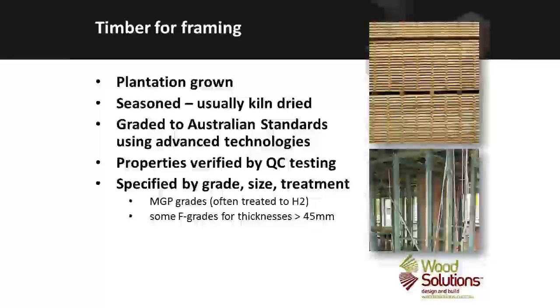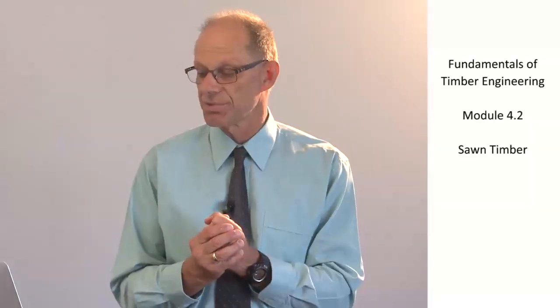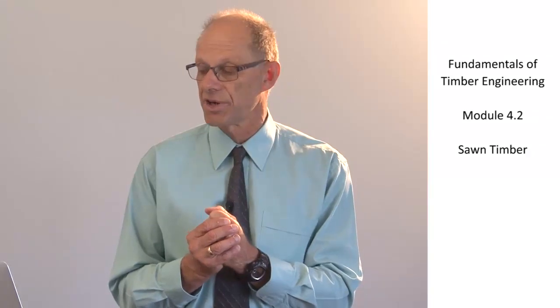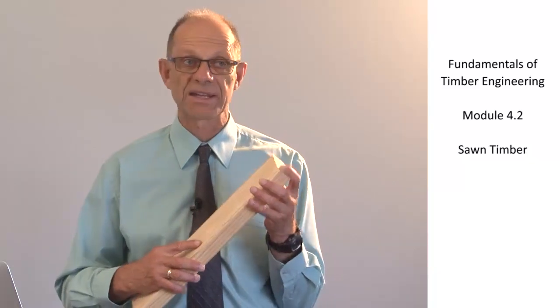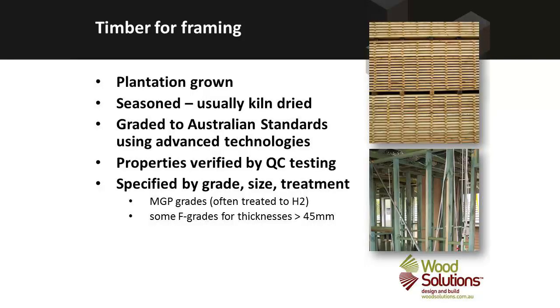Timber for framing is primarily plantation grown. In Australia, it is always seasoned. It's graded to Australian standards using advanced technologies, many computers in the mills making lots of measurements on each individual piece of timber. Its properties are verified by quality control testing, and it's specified by size, grade and treatment. In this photo you can see a timber frame and you can see a light blue colour. So the light blue colour indicates that it has a level of treatment which is appropriate for internal frame use.